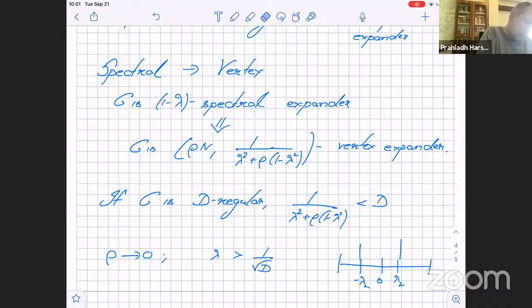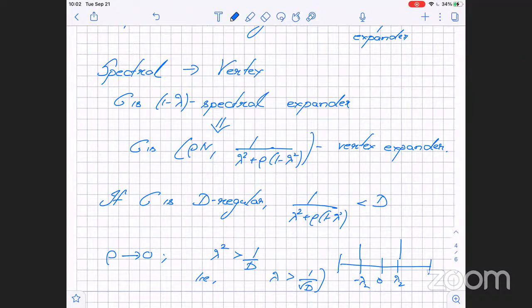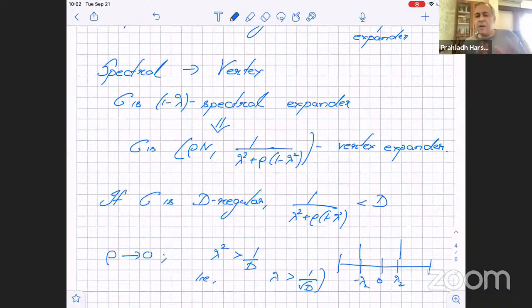What do I mean over here? So lambda square should be larger than 1 over D, that is, lambda should be larger than 1 over square root D. Are people okay with this so far? Absolute value, right? Absolute value of lambda is greater than 1 by root D. Lambda is always a number between 0 and 1. So lambda is greater than 1 over square root D. So the spectral gap cannot be larger than 1 minus 1 over square root D.